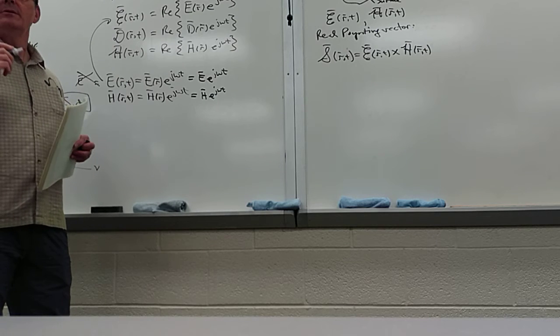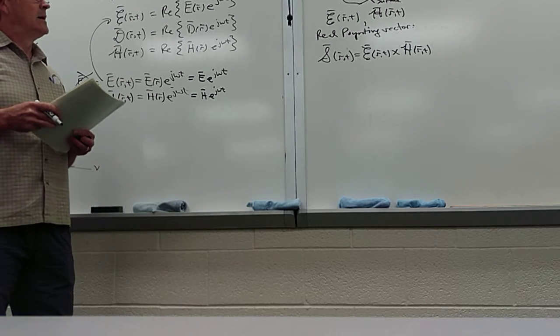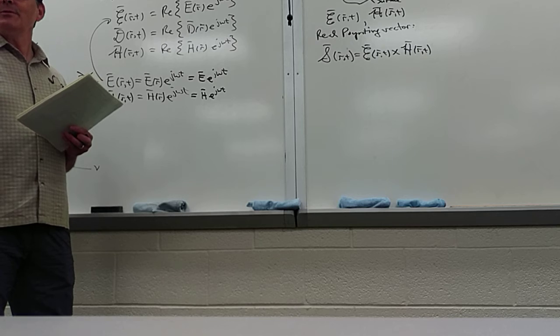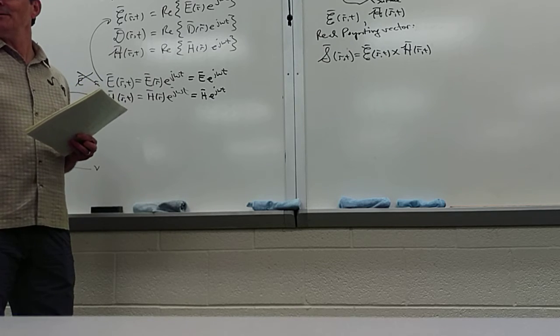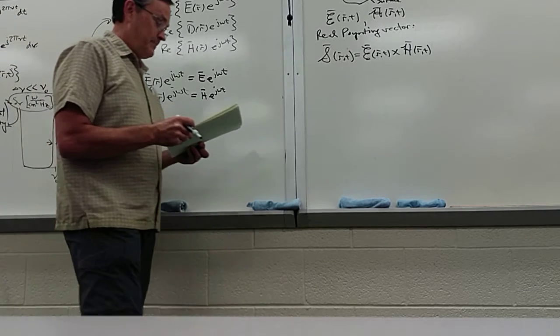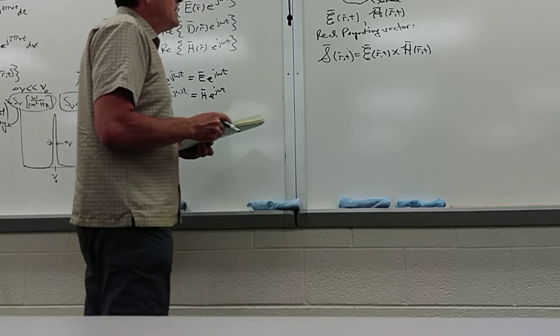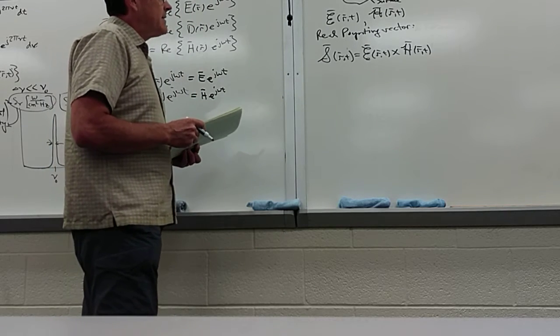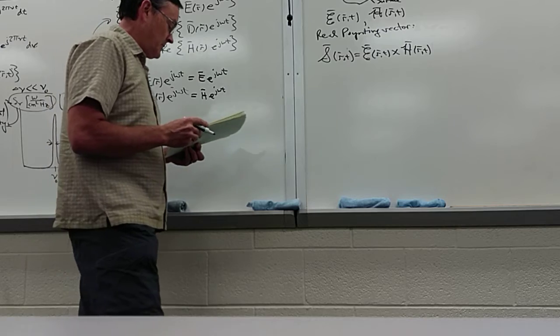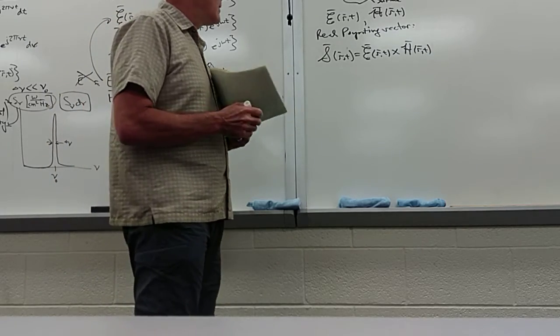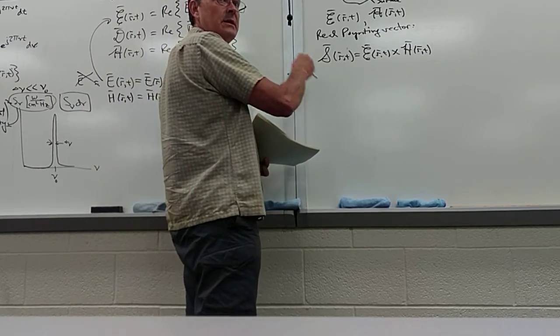So that's the real Poynting vector. We're going to define 3 different Poynting vectors. So this is one of them. Okay. Now, with that definition, we can write down Poynting's theorem. Sorry, what was the first letter? S, script S. Yeah.